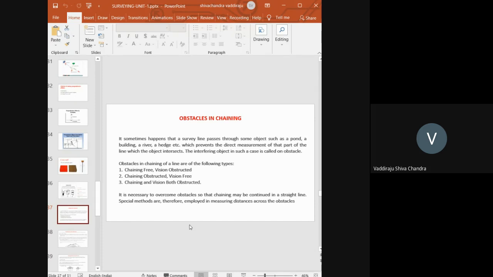Third case is chaining and vision both are obstructed. So, what can be the example for this? A large building. If you are standing on one side of the building, you can't see what is there on the other side, and you can't even drag your chain. Okay? So these are three possible cases which we call obstacles in chaining.